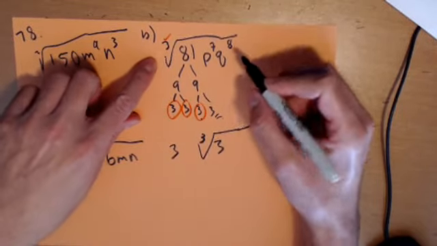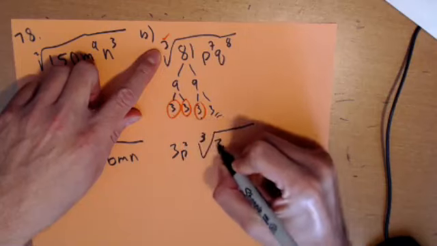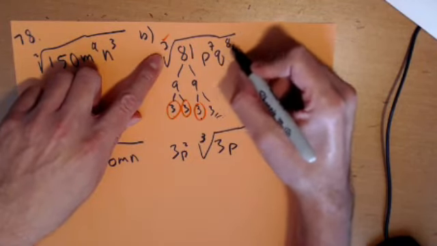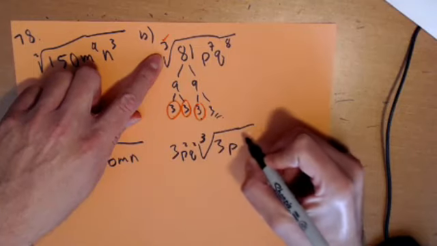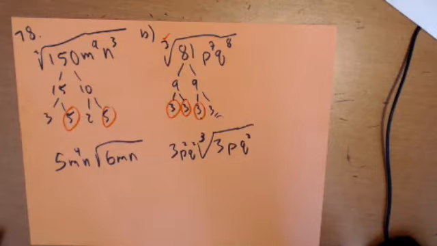And now the letter stuff, easy. P to the 7th, take out chunks of 3, 2 of them. 1 left over. Chunks of 3 from Q, 2 of them. And so 6, 2 left over. Ta-da!